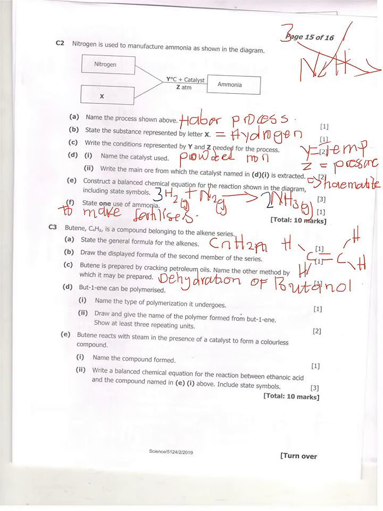Now the first one: name the type of polymerization it undergoes. This can undergo addition polymerization. Addition is where we just add. Now draw and give the name of the polymer formed from but-1-ene. Show at least 3 repeating units.